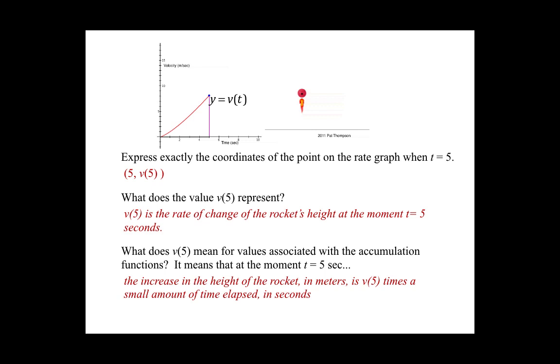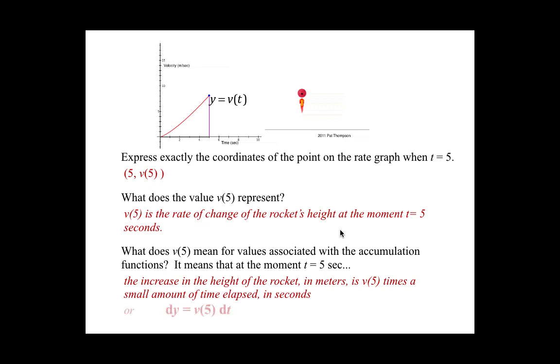So the increase in the height of the rocket, measured in meters, is going to be v of 5 times whatever my incremental addition of a little bit of extra time is. So if I allow a little bit of time to go by past time 5, I can use this rate v of 5, multiply by it to figure out the little dy, the change in height of the rocket during that small interval.